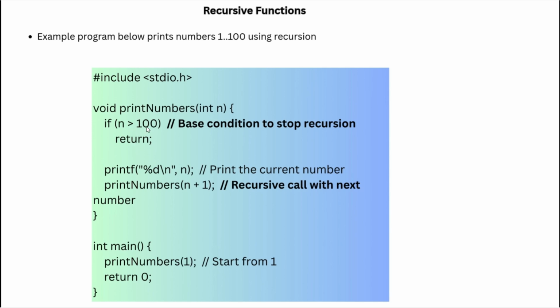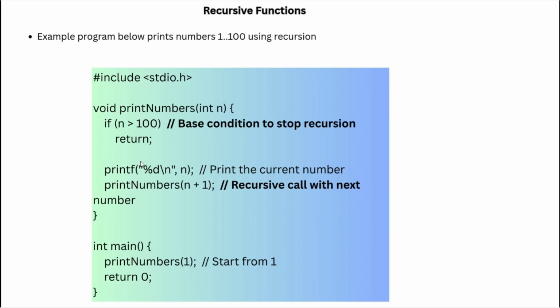If n is greater than 100, then I will return, so I will stop the recursive calls. If not, I will print the current value and call the same function with the next parameter. Let's say first it will be called with 1, 1 will be printed, the same function will be called with 2, 3, until 100. So here I am calling with 1.